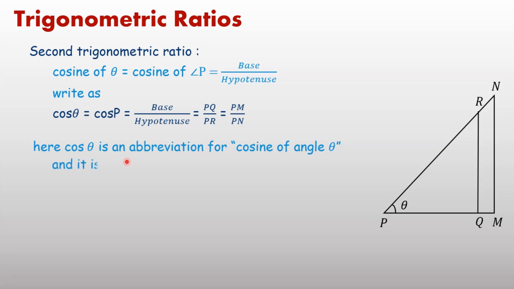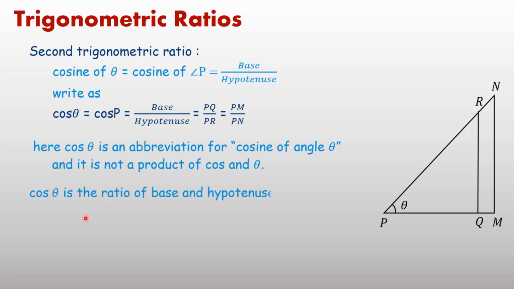Here again cos theta is the abbreviation of cosine of angle theta, and it is also not the product of cos and theta. Cos theta is the ratio of base and hypotenuse for angle theta in a right angle triangle. The second part is clear. The ratio of perpendicular and hypotenuse is sin theta for angle theta, and the ratio of base and hypotenuse in a right angle triangle is cos theta.